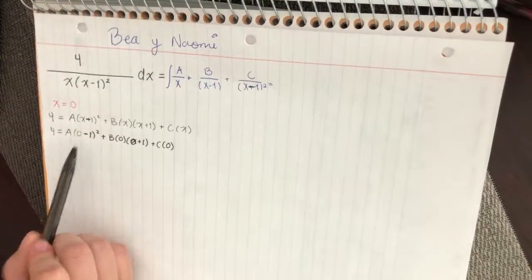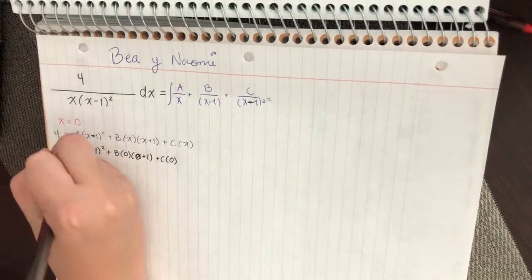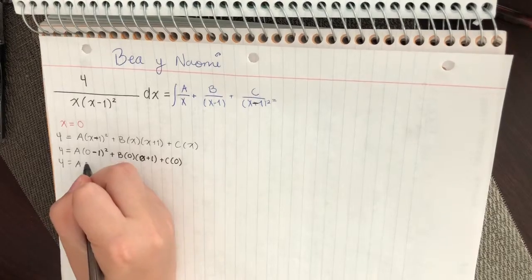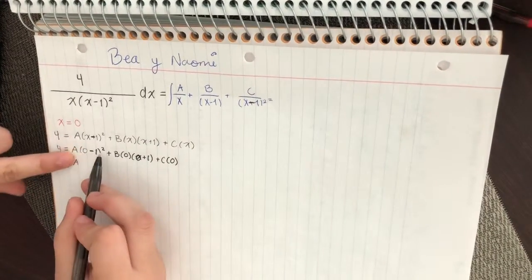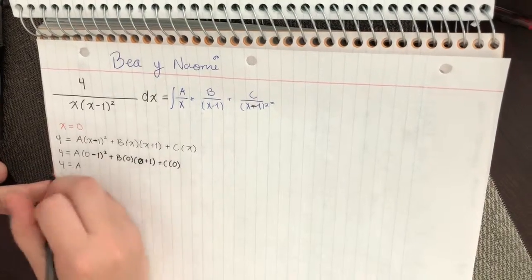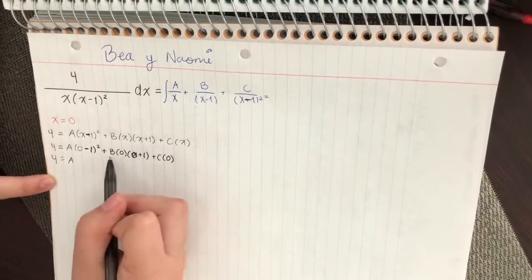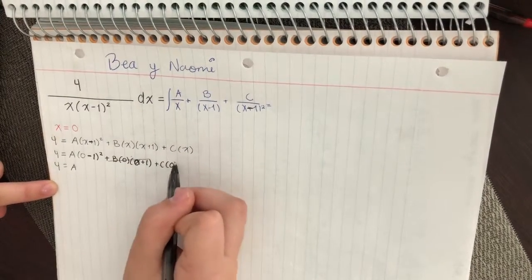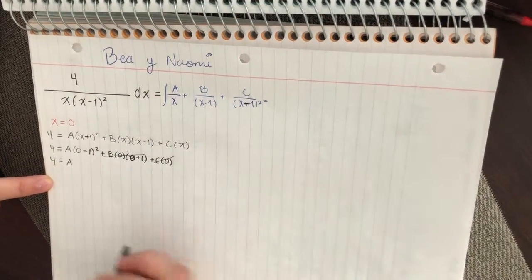Now that we have substituted it, 4 equals a times minus 1 squared, which is 1, so it's like that. So a equals 4. B is cancelled because b times 0 was 0, and this also is 0.